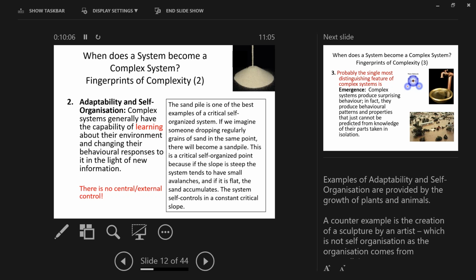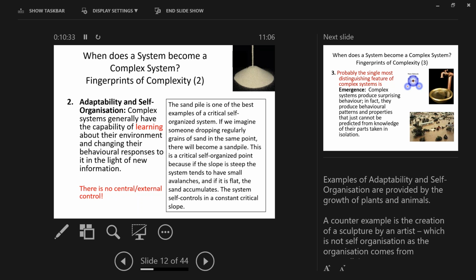...about their environment and change their behavioral responses in light of the new information. In other words, there is no central or external control. A very good example of this perhaps is the sand pile. We all have done this, with sand or with sugar or whatever.